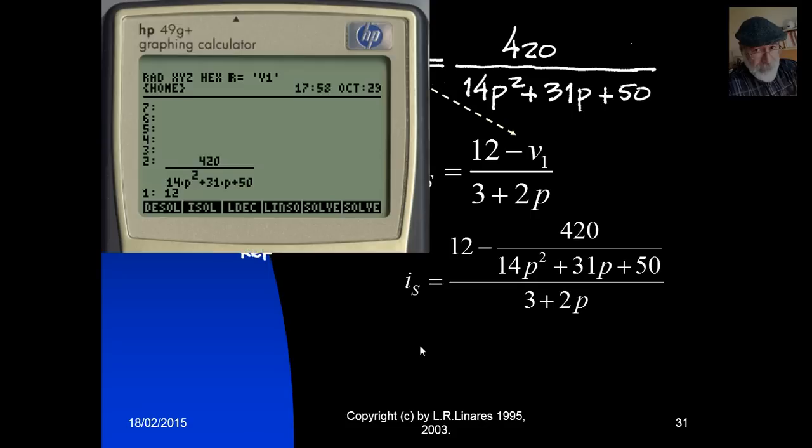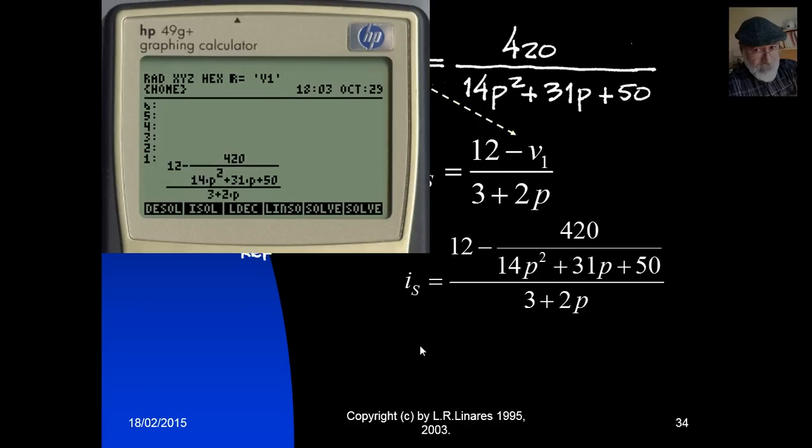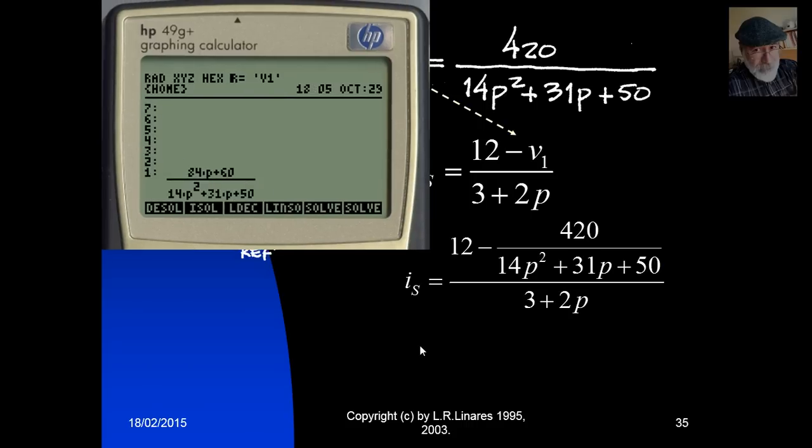Yeah, how am I going to do that? I have on the calculator already V1 as 420 divided by a polynomial. I write 12, swap, subtract, and then divide by 3 plus 2p, divide. That has to be IS, right? Evaluate, and that is the differential equation for the current in this source. I have come up to this current in this cumbersome way. There is an easier way to find that, because this forces us to deal with the p on the right-hand side. Check it out.